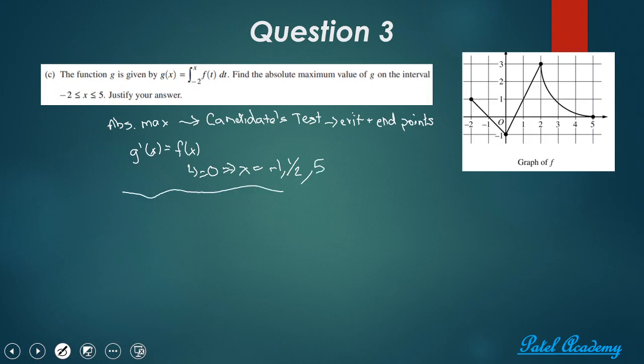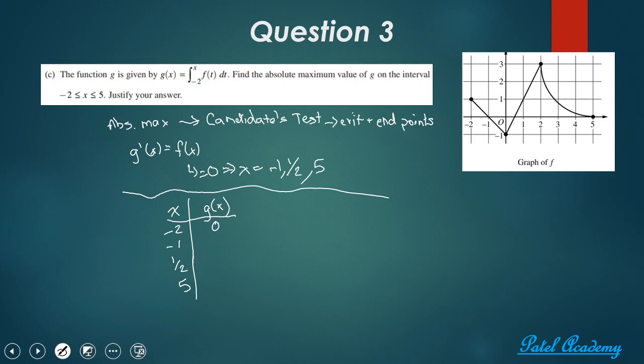So once again, I'm going to set up my little table. So x, g at x, I'm testing -2, -1, 1/2, and 5. In this case, 5 is both a crit point and an endpoint, which is why we only have 4 things instead of 5. Alright, so at -2, our integral is going to be 0 because you're evaluating it, the upper and the lower bound are the exact same.